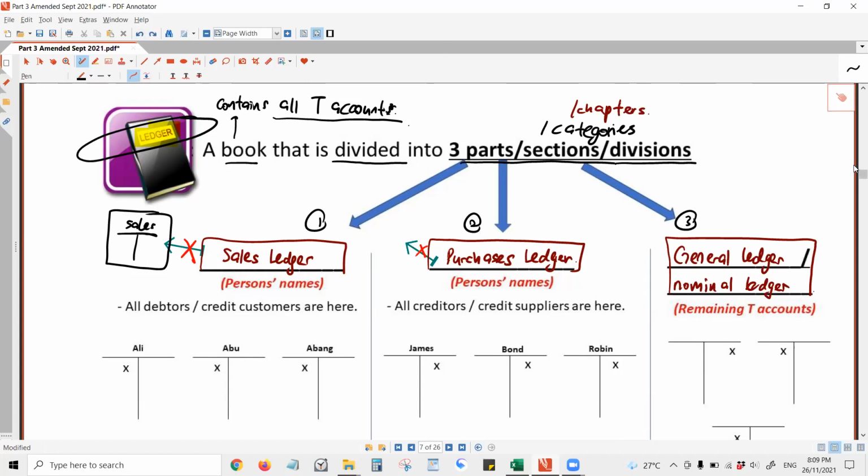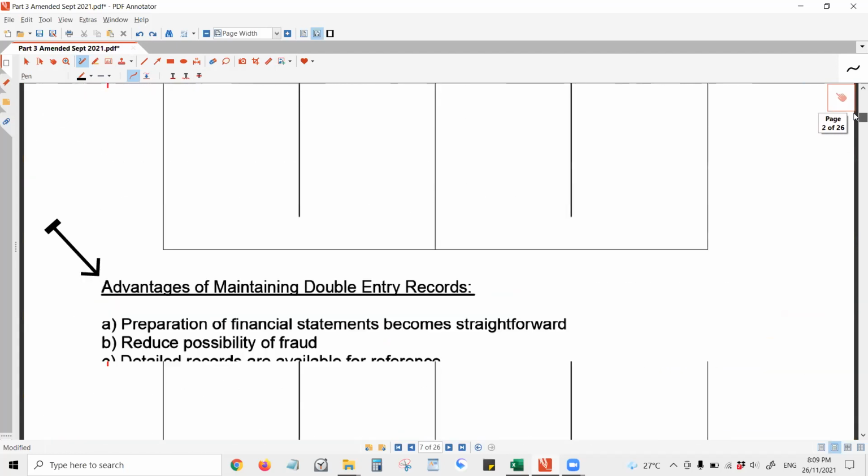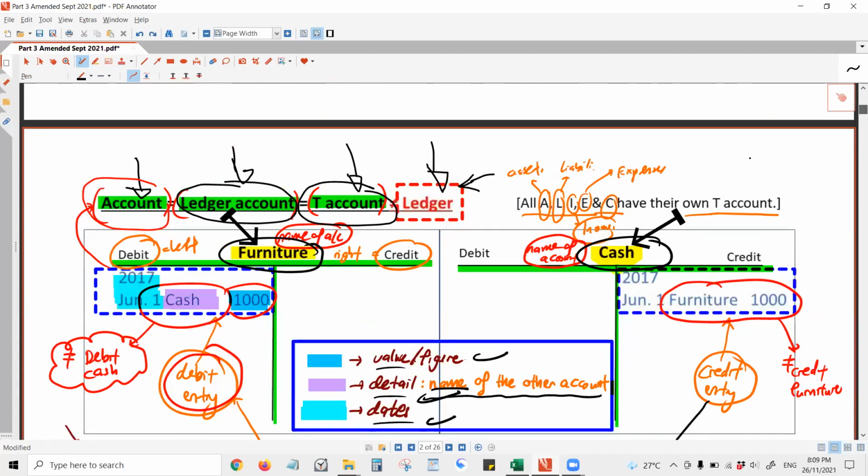Yeah, that's why I started the lesson by telling you the name of the T-shape. I remind you what is the name of the T-shape. The T-shape can be known as account, ledger account, or you call it T account. The word account must be there. But the T-shape is not known as ledger.